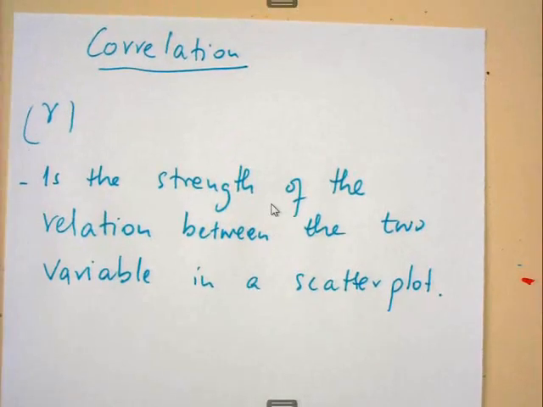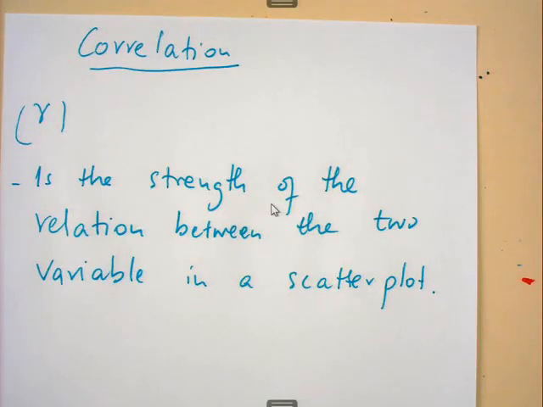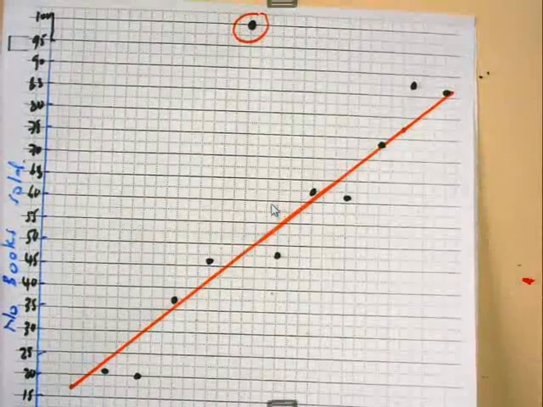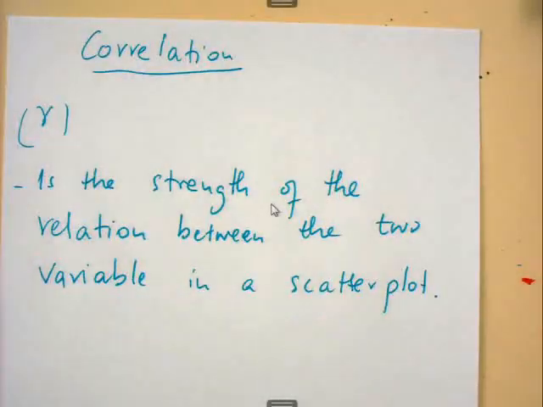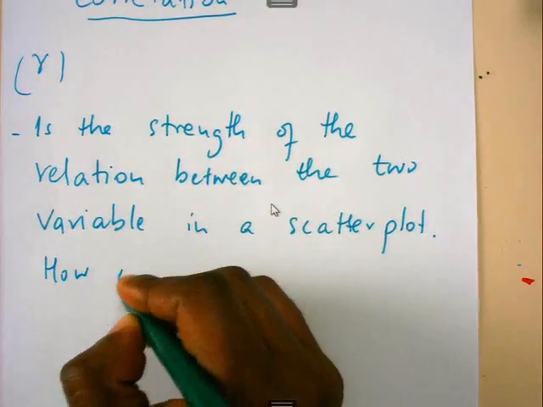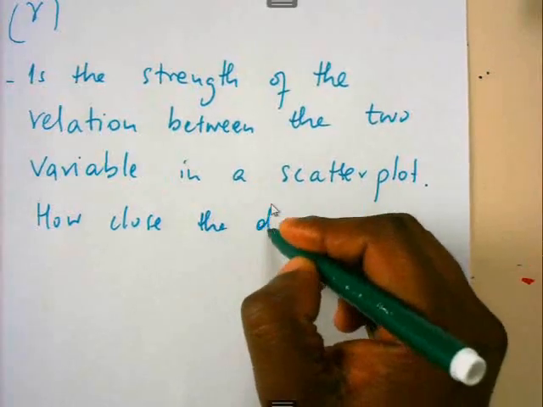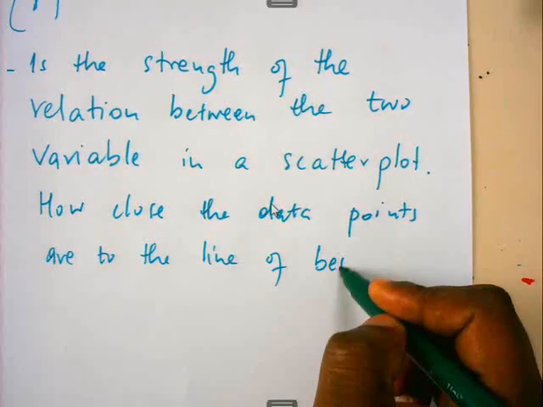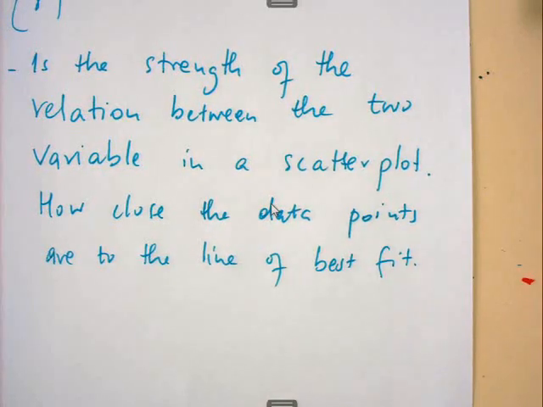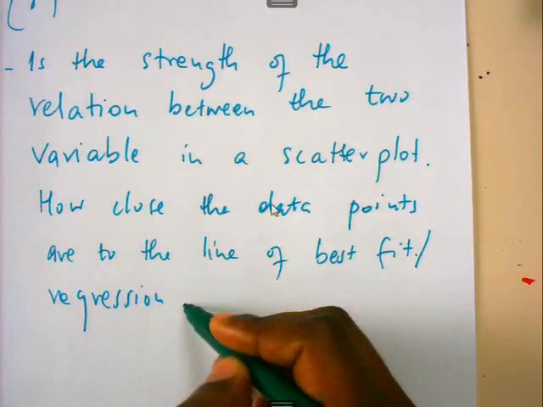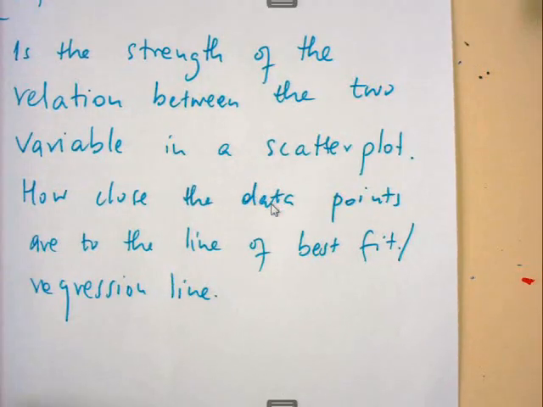So for R, you must have a scatter plot. Here it is, the scatter plot. Now R will tell you the strength of the relationship. We'll talk about that. Now the strength means what? It means how close the data points are to the line of best fit, which is the least squares regression line. I'm writing it down here, the regression line.